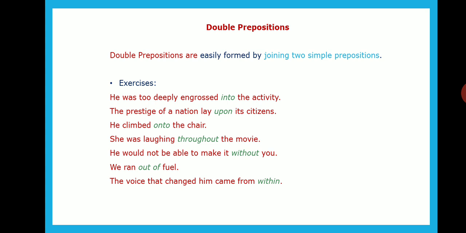Next, the prestige of a nation lay upon its citizens. The respect of a nation depends upon its citizens. So what are the prepositions joined here? Up is one preposition, on is one preposition. So up and on combine to become upon. Clear? First one simple, then double preposition combining 2 simple prepositions.